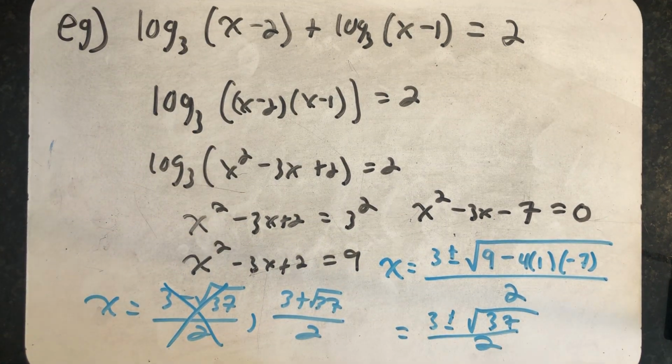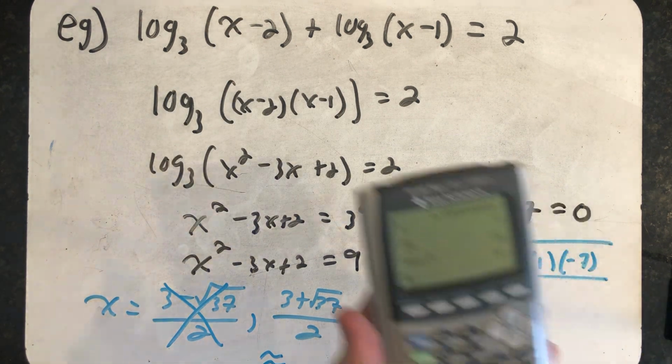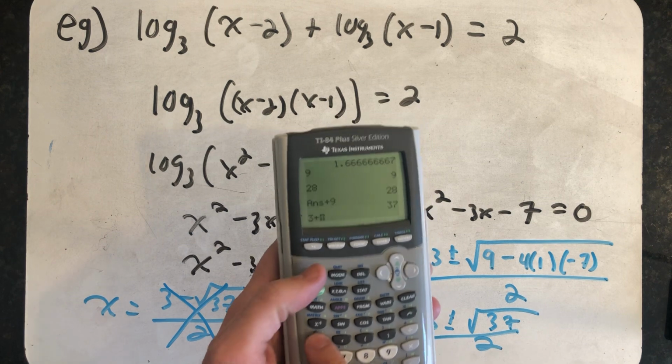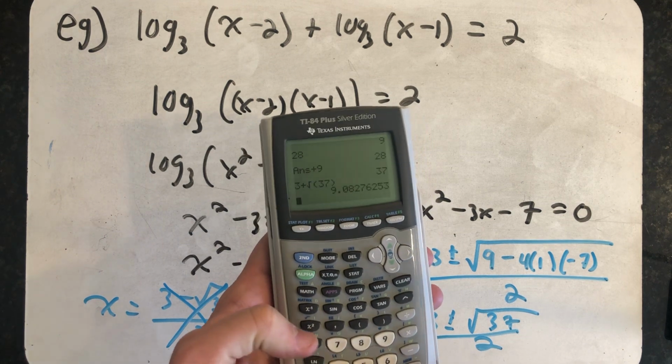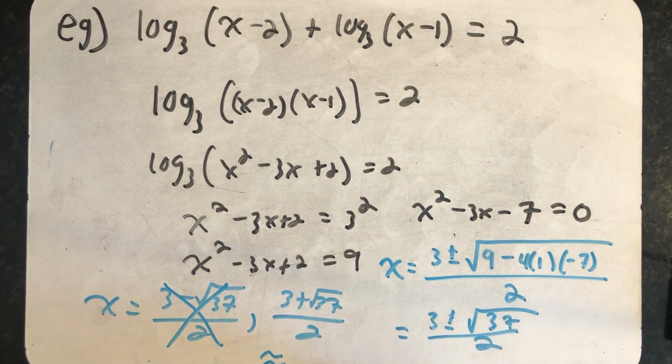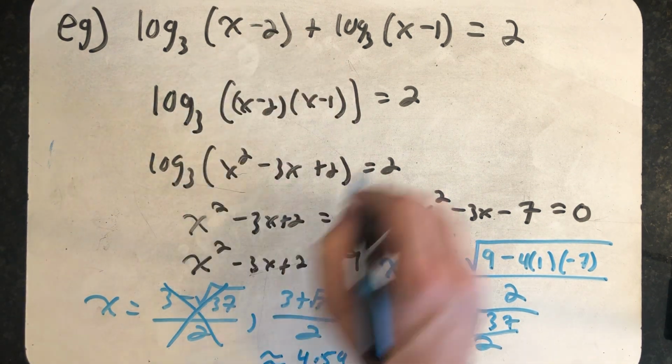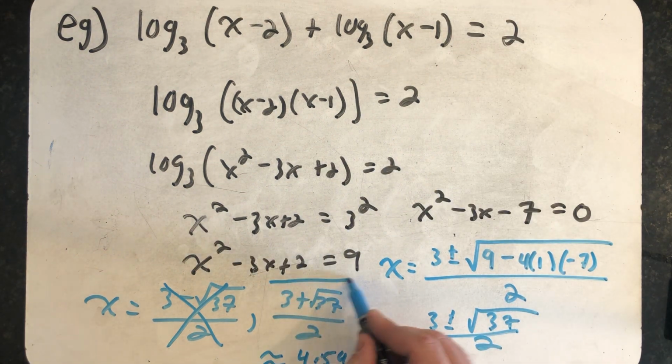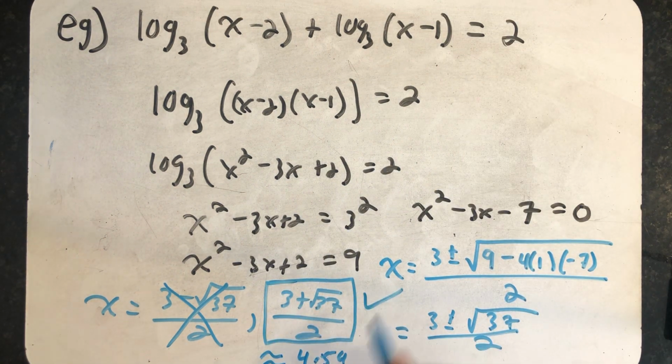All right, so now let's check this one out and make sure that it's going to work inside that logarithm. So let's get a decimal approximation just to make sure everything's going all right. So 3 plus root 37 divided by 2, that's a number larger than 4.5. So if I take 2 away from it, the inside's still positive. Take 1 away from it, still positive. So there's my nice, happy, exact solution to this one more example.